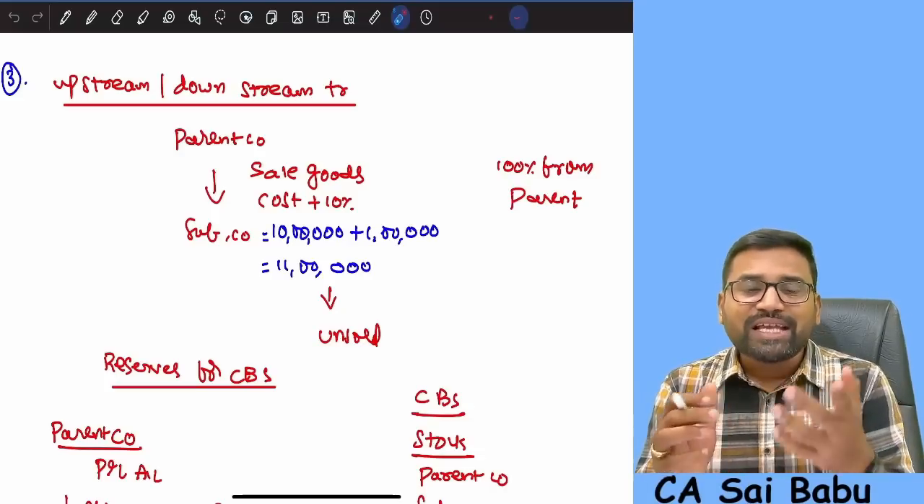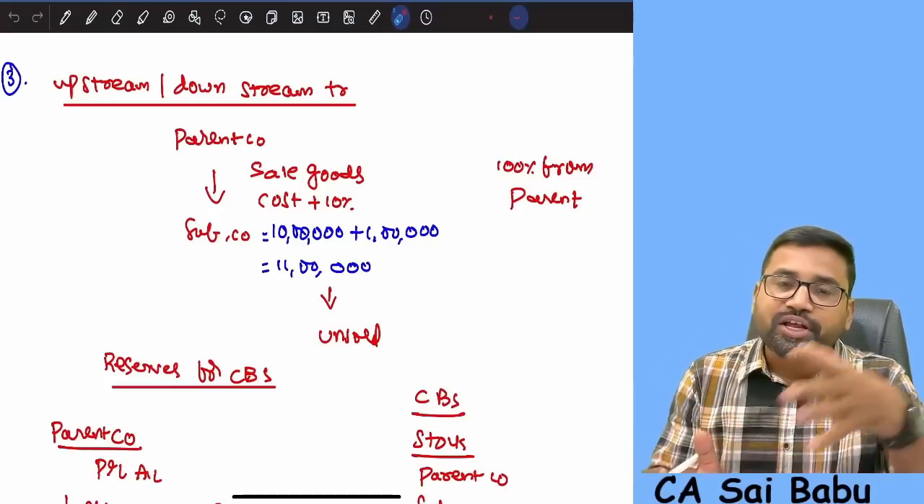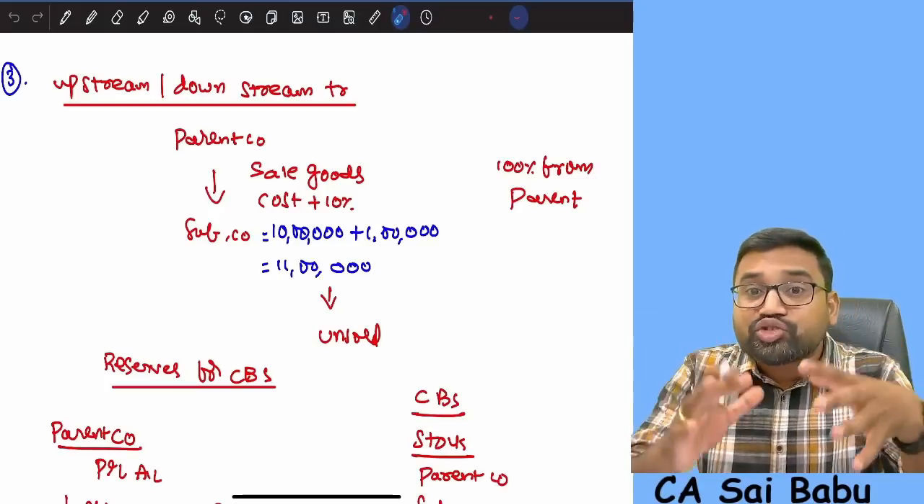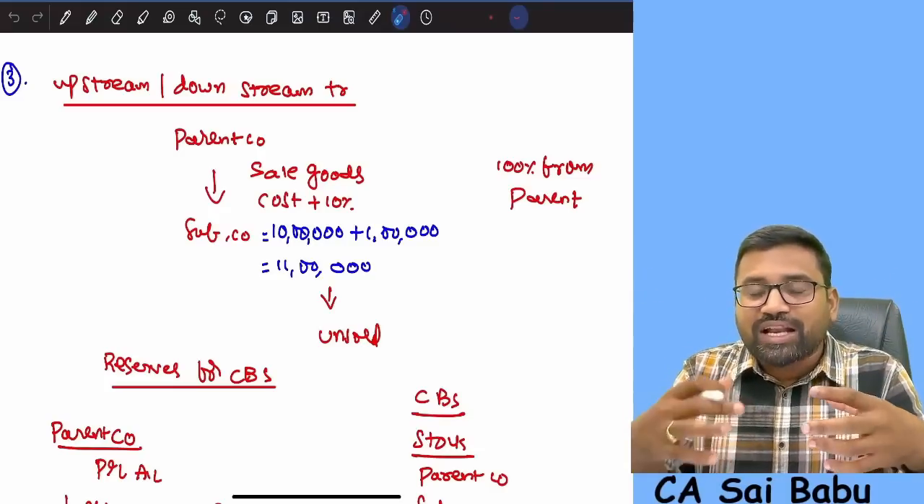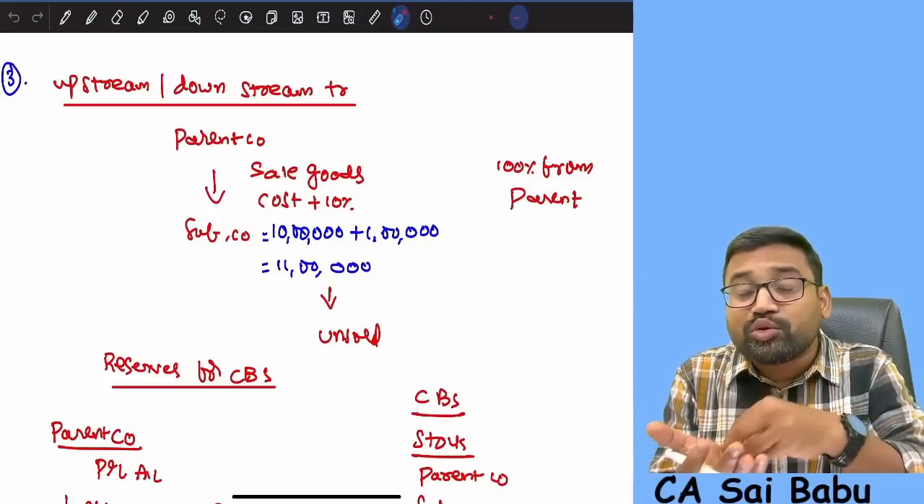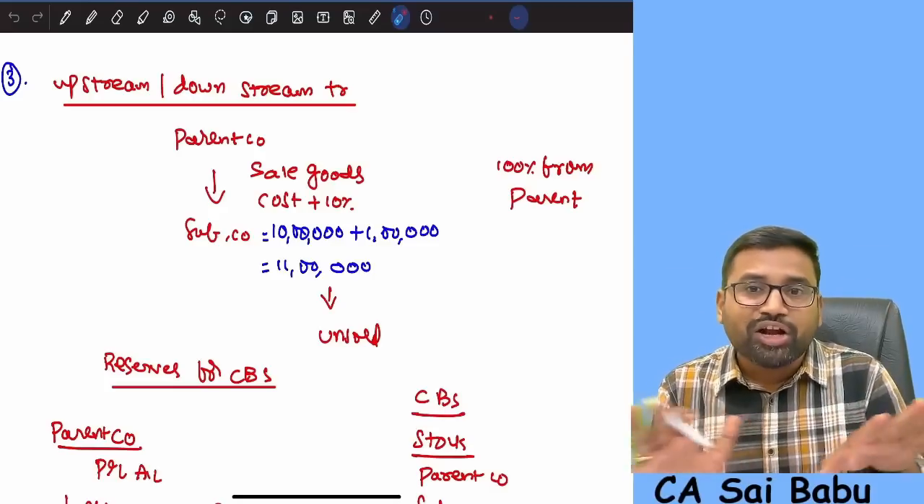Now whatever the realized profit is there, that's okay. See, when parent sold goods to subsidiary or subsidiary sold goods to parent, whatever the unsold stock is there, we are talking about only the unrealized profit. Unrealized profit means whatever the profit included in the unsold stock. Whatever stock is sold now, the profit will be realized, so we are not bothered about that.